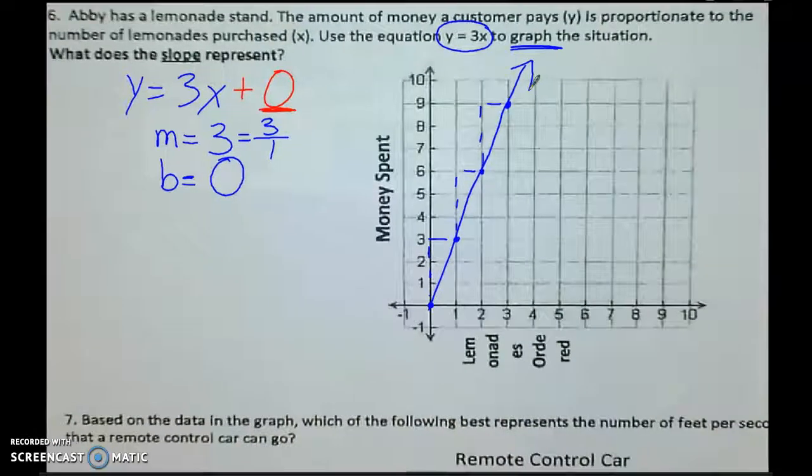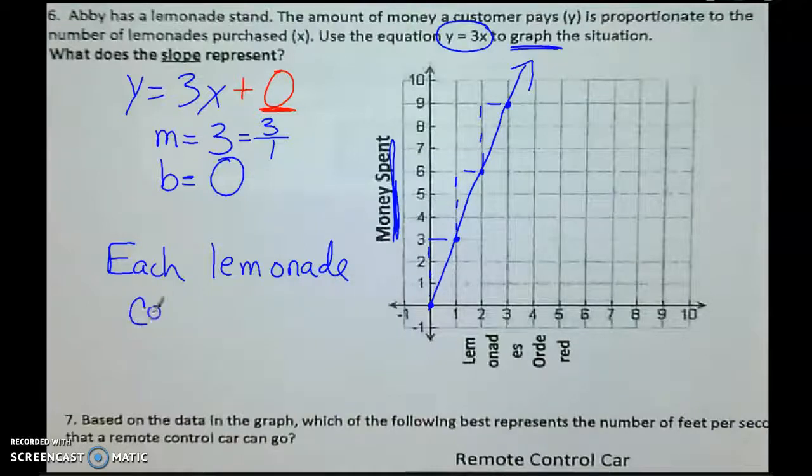Now, what does the slope represent? Our m is 3. So what does that mean? When we look at our graph, we have the money spent and we have the number of lemonades ordered. So that means each lemonade costs $3.